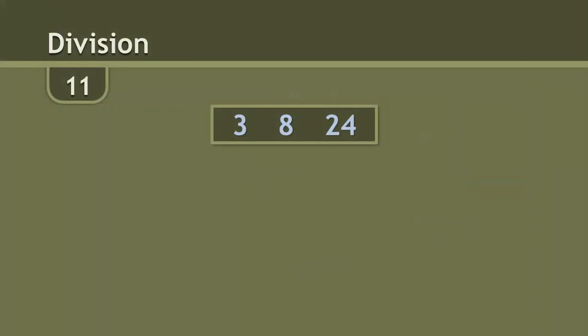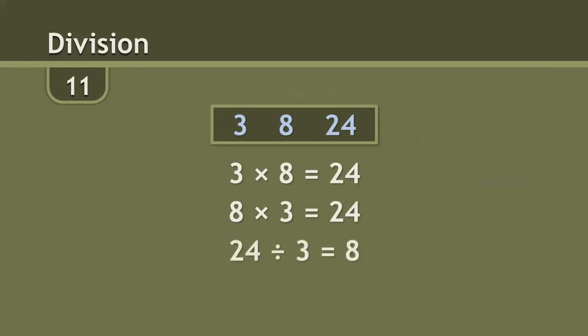Next, we're going to talk some more about fact families. We talked about it briefly earlier. We have the numbers 3, 8, and 24 listed here. We know that 3 times 8 equals 24. We also know that 8 times 3 equals 24. Now we realize that 24 divided by 3 equals 8, and that 24 divided by 8 equals 3.